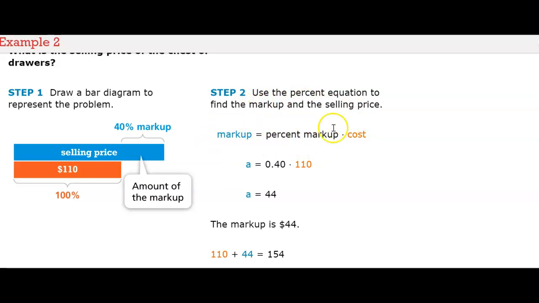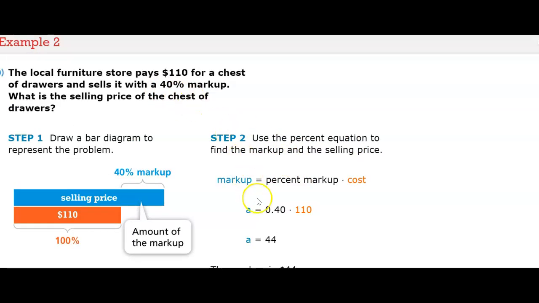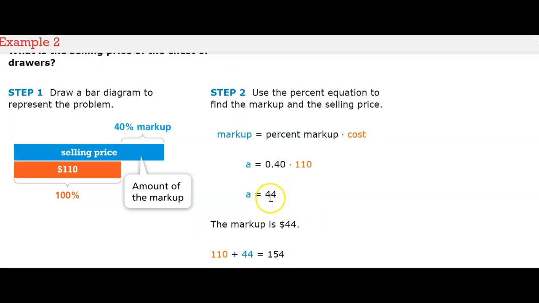Markup is equal to percent markup times the cost. So they replaced the markup with the variable A. We don't know that yet. We know our percent markup from the problem at 40%, and $110 is the cost of the drawers. And so we multiply the two numbers together, we get 44. So the markup amount is $44.